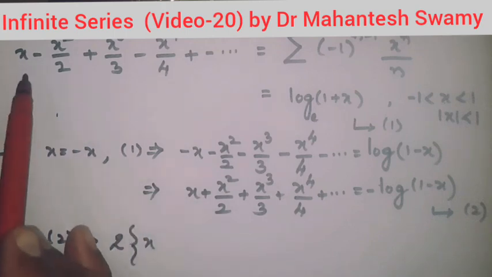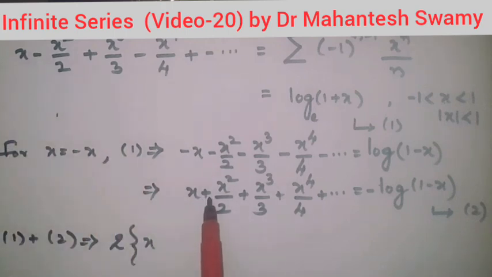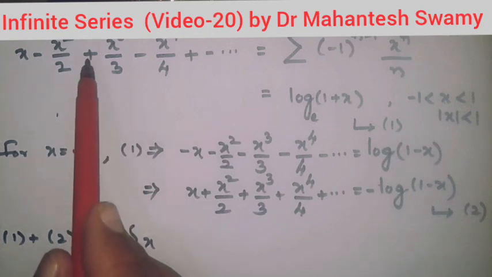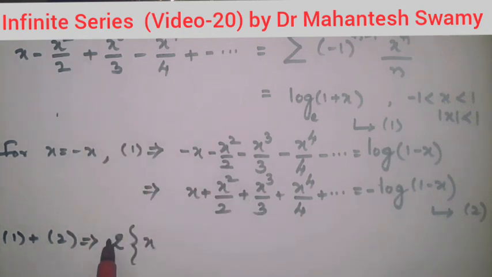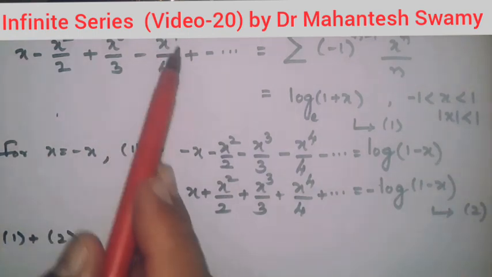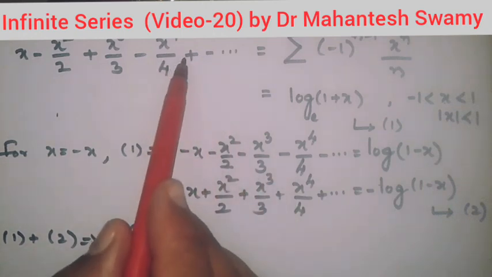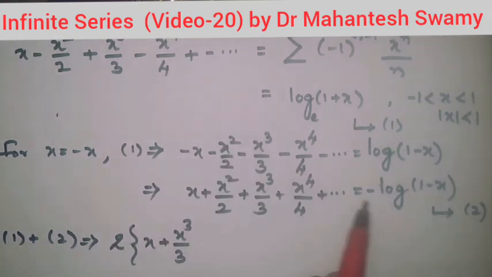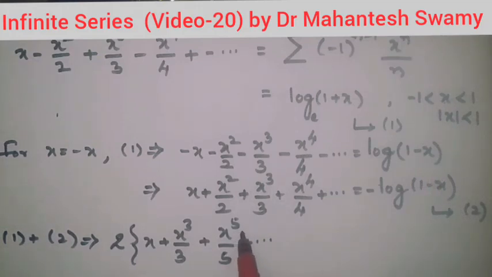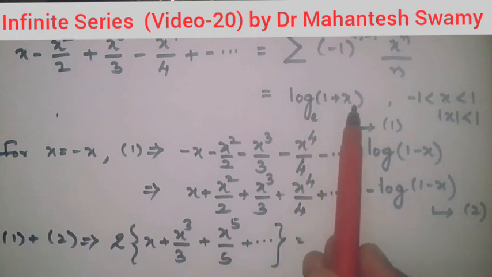x plus x, 2x we have written. Minus x square plus x square by 2 cancelled. Plus x cube by 3 plus x cube by 3 is plus 2 times x cube by 3. Minus x to the power of 4 by 4 plus x to the power of 4 by 4 cancelled. Plus x to the power of 5 by 5 plus x to the power of 5 by 5 is 2 times x to the power of 5 by 5. So likewise we will be having all odd powers of x divided by that odd number, and on RHS we will be having log of 1 plus x.